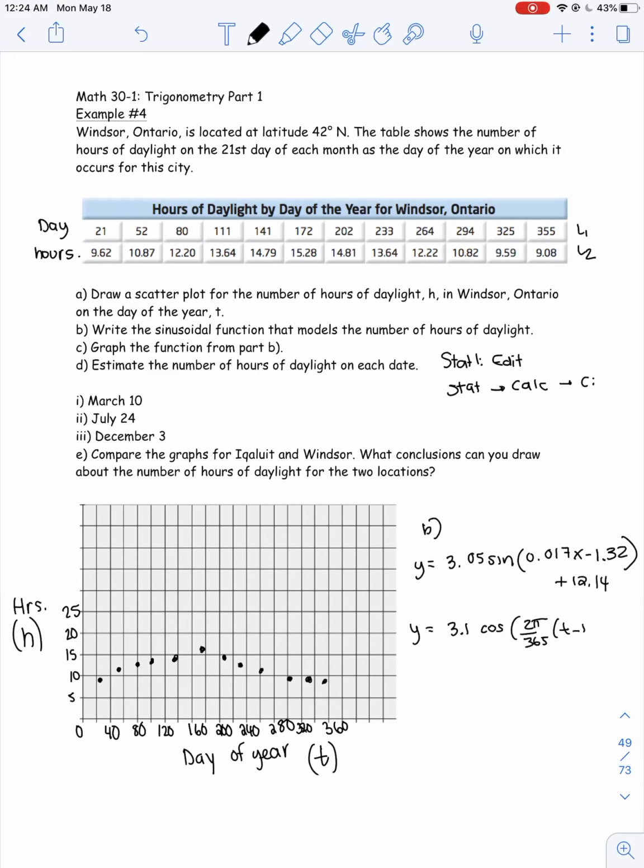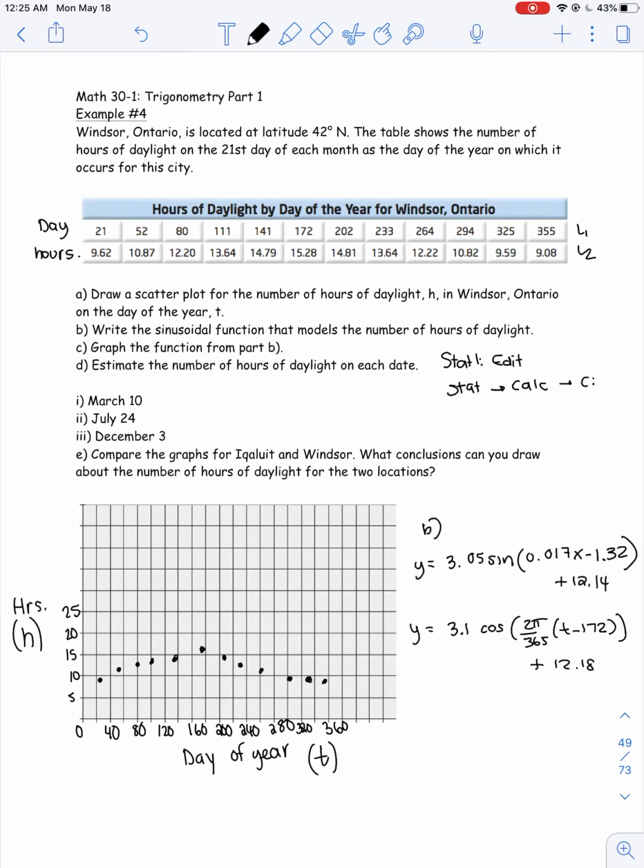Minus our highest value, our maximum is reached on day 172, so that's what I would write for my horizontal displacement, my horizontal change or phase shift. And then plus your vertical displacement is max plus min divided by 2, which is 12.18. So these are two equations. Now they might look like they're slightly off, but they are pretty close.